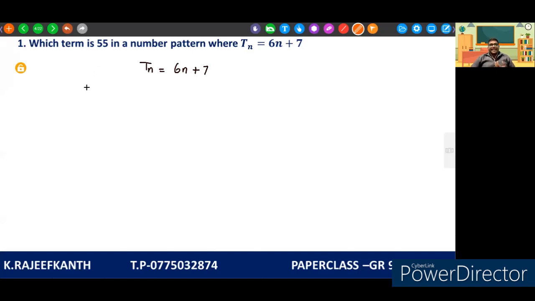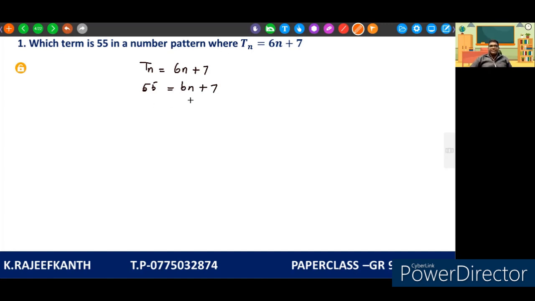If we assume that the nth term is 55, then Tn is equal to 55, isn't it? Then we have to find the value of n. Here, which term is 55? So we assume that the nth term is equal to 55. Then we have to find the value of n. Then if it is 8, we can say the 8th term is 55. So here they have given that Tn is equal to 6n plus 7. Now in the pattern, Tn is equal to 55 is equal to 6n plus 7. Now we have to find the value of n.